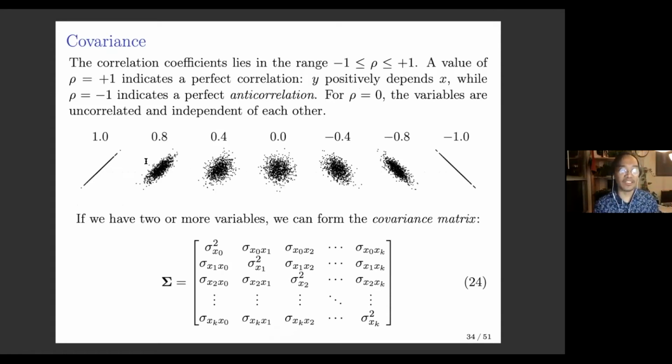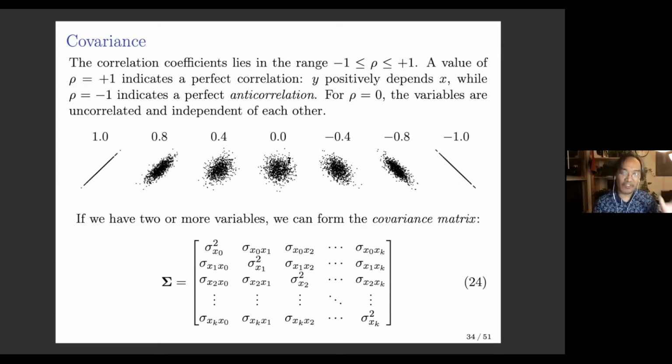And here's what your data look like if you have 2 dimensions, x and y. If you have positive correlations, y will depend on x positively. If you have -1, it will depend on x negatively. If you have 0 or close to 0, that means they're independent and uncorrelated with each other.